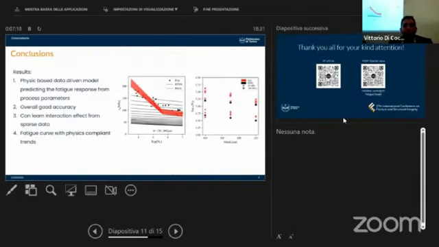Arriving at the conclusion, what we have achieved with this project is the development of a physics-based, data-driven model that can predict the fatigue response starting from the printing parameters. We believe it is a useful tool for the designer who needs to set the printing parameters beforehand, before printing their part, with an overall good accuracy, that can learn the interaction between the different parameters and how they affect the microstructure and the defects, and as a consequence, the fatigue response. And the fatigue curves resulting from our method are physics compliant, consistent with the physical trend that we know for fatigue.